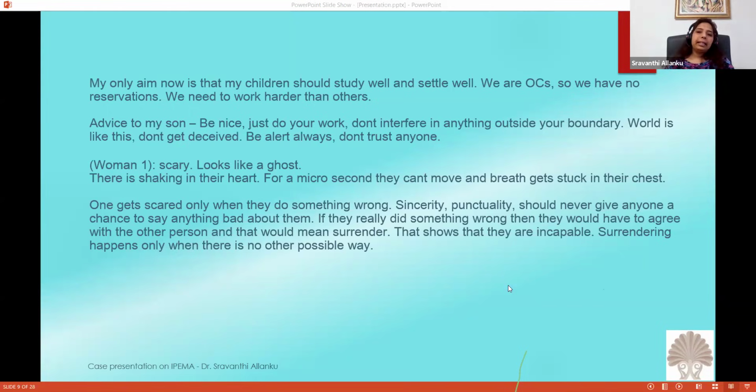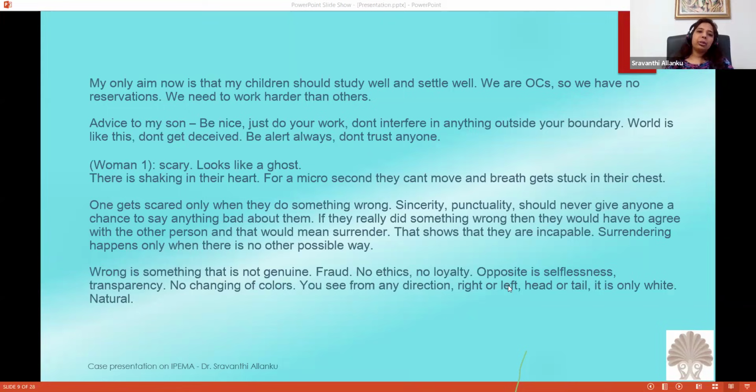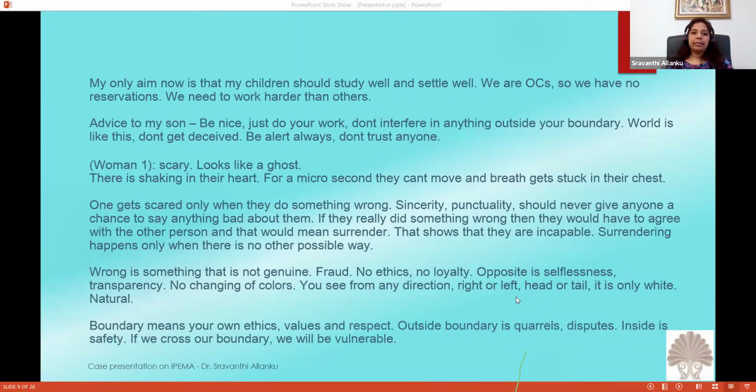That shows that they are incapable. If you're surrendered, that means you are incapable. Surrendering happens only when there is no other possible way. And I asked him, what is wrong? What is right? And he said, wrong is something that is not genuine. Fraud, no ethics, no loyalty. What is the opposite of it? Selflessness, transparency, no changing of colors. You see from any direction, right or left, head or tail, it is only white. It is natural. That is all source language.